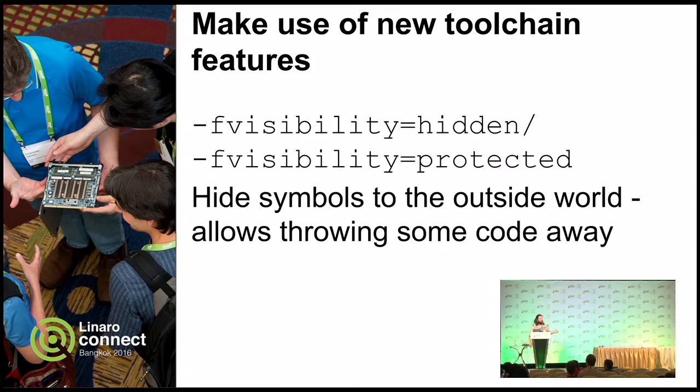On a pretty similar note, -fvisibility=hidden and -fvisibility=protected are two compiler flags that can hide symbols from the world outside of the specific compilation unit, so the binary or library currently being built. Making use of those allows the compiler to throw away some code when it sees that code is not actually being used. It also reduces the binary size because the symbol table gets smaller. And the symbol table is mapped into memory, so that also helps with RAM usage.